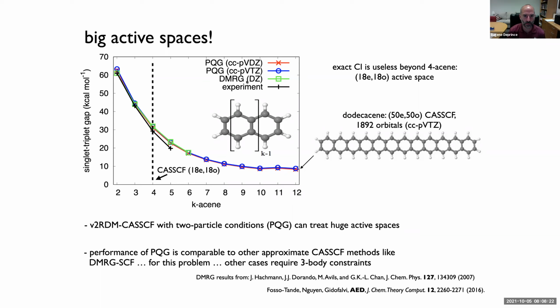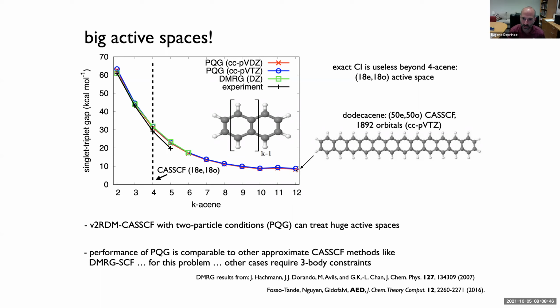Other things to note, just 2-particle N-representability conditions in a couple of different basis sets does pretty well relative to DMRG, with very similar results. And all of these methods do pretty well relative to experiment for the experimental data that I've included here. And then I should point out this dashed line represents the point beyond which you can't do an exact CASSCF calculation. It's an 18-18 active space.